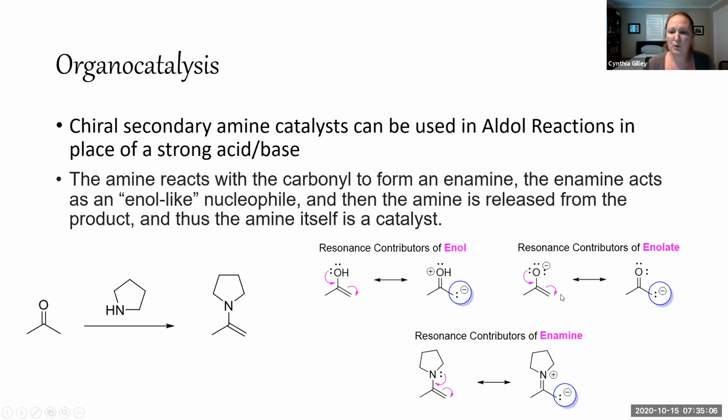Okay, so let's look at the resonance contributors of an enamine and compare it to an enol and an enolate. If we look at the resonance contributors of the enamine, we have a second contributor where there's a lone pair and a negative charge at the alpha carbon. This makes the alpha carbon nucleophilic and electron rich, very similar to an enolate or an enol. But when you compare the resonance contributors of the enol and the enolate to the enamine structure, reactivity is more similar to that of an enol than an enolate.